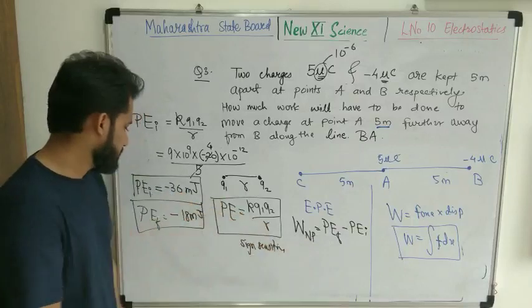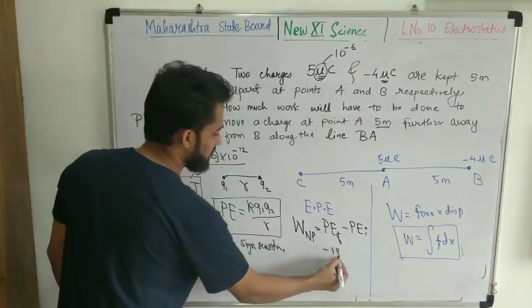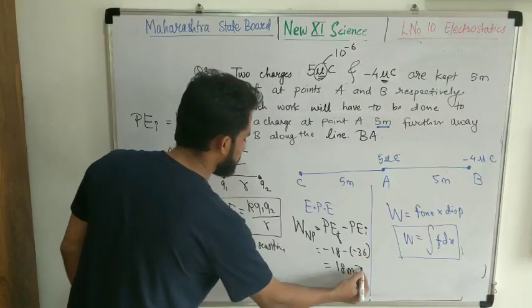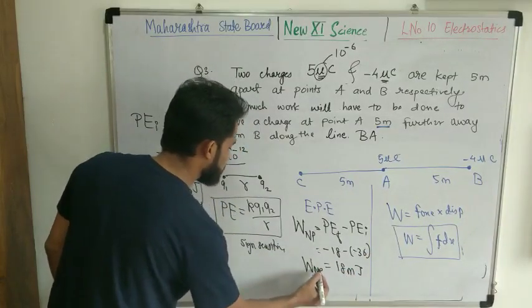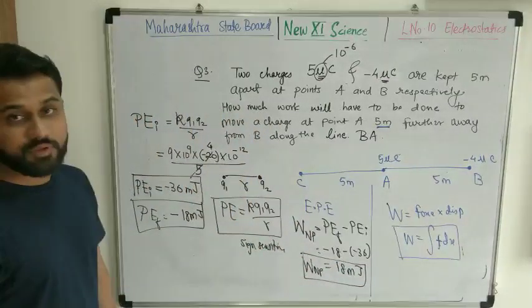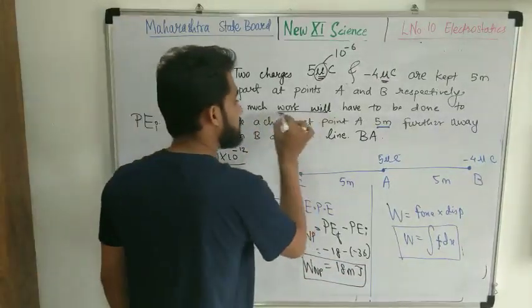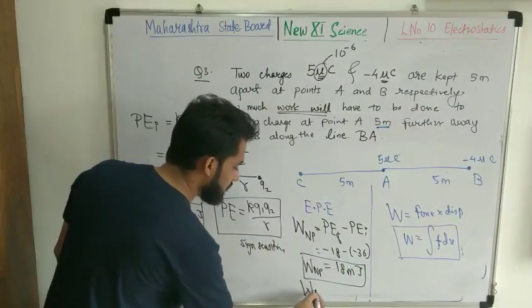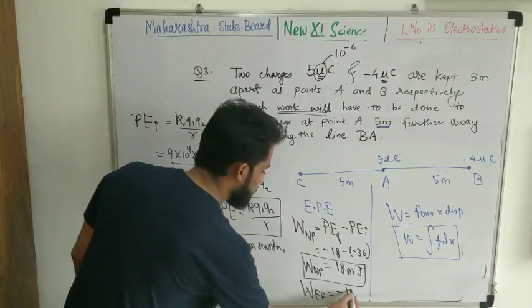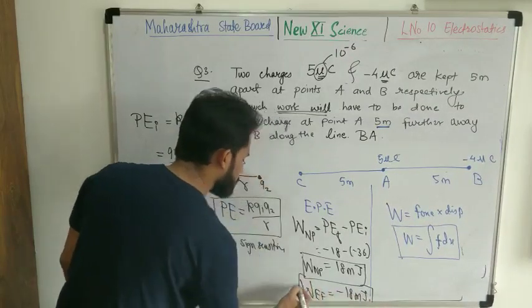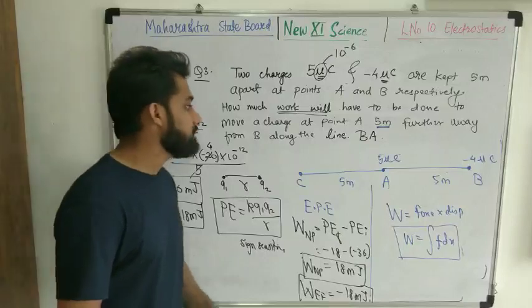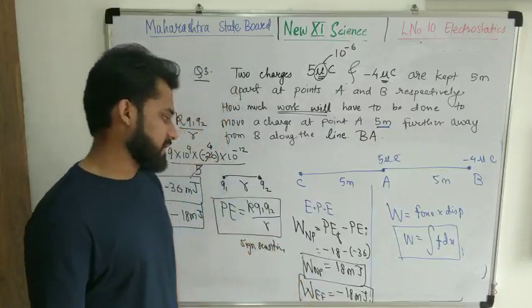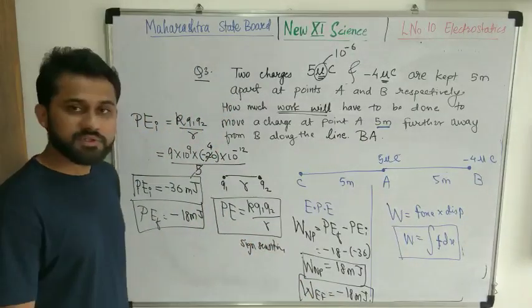And if you subtract final minus initial, what do we expect? Minus 18 minus minus 36 is equal to plus 18 millijoule. This is the work done by us. If the question was how much work is done by the electric field, then the answer will be minus 18 millijoule. Since I have performed this much work, the electric field has performed exactly the negative work, minus 18. So this is the solution for the third question.